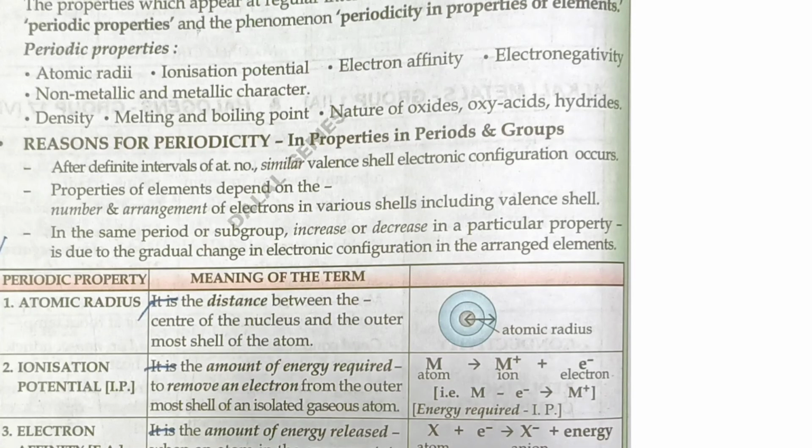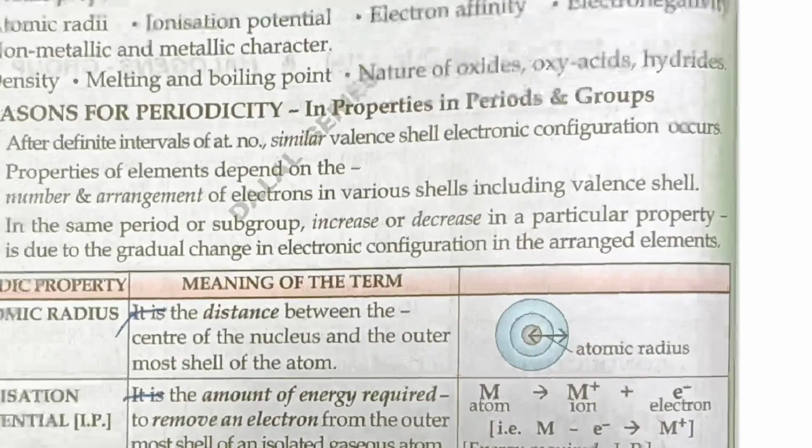Reasons for periodicity in properties in periods and groups. After a definite interval of atomic number, a similar valence shell electronic configuration occurs. Properties of elements depend on the number and arrangement of electrons in various shells, including the valence shell. In the same period or subgroup, the increase or decrease in a particular property is due to a gradual change in the electronic configuration of the elements.